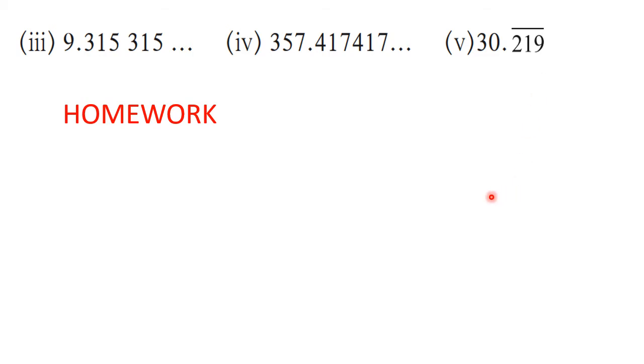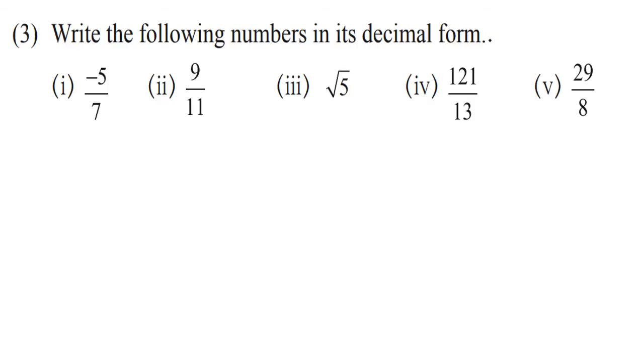Next, now let's go towards the next question. Question number 3. Write the following numbers in their decimal form. So such sums also we have solved in 2.1. Here, when we want to write in decimal form, we have to go for actual division. Okay, so if you don't understand it, then you can see the video of practice set 2.1 again. These sums you will solve as homework. Here you are going to divide 5 by 7.